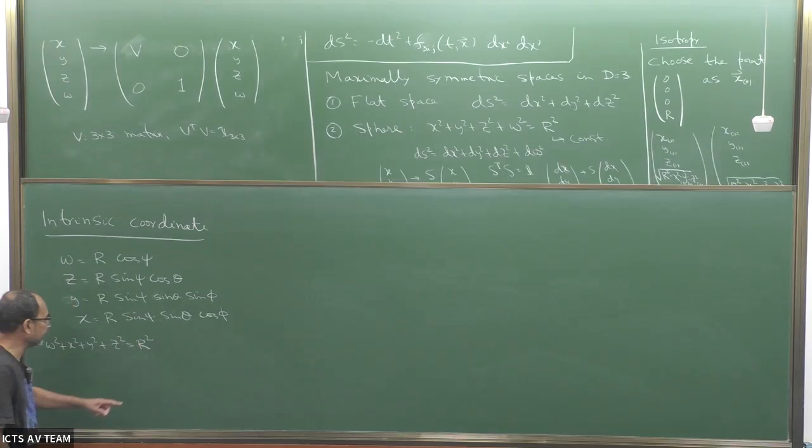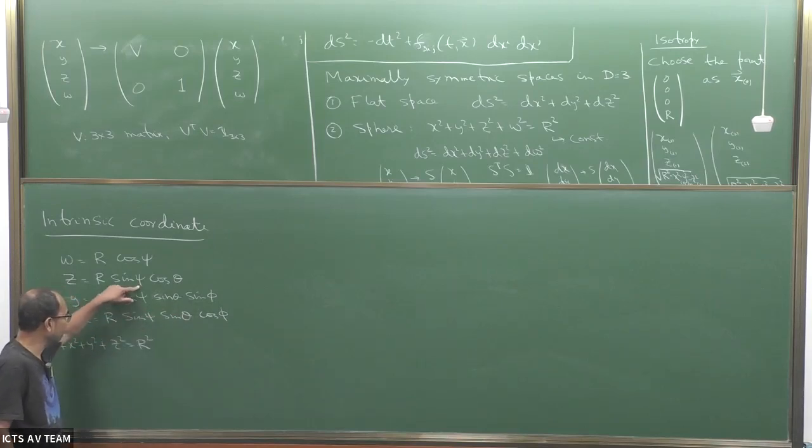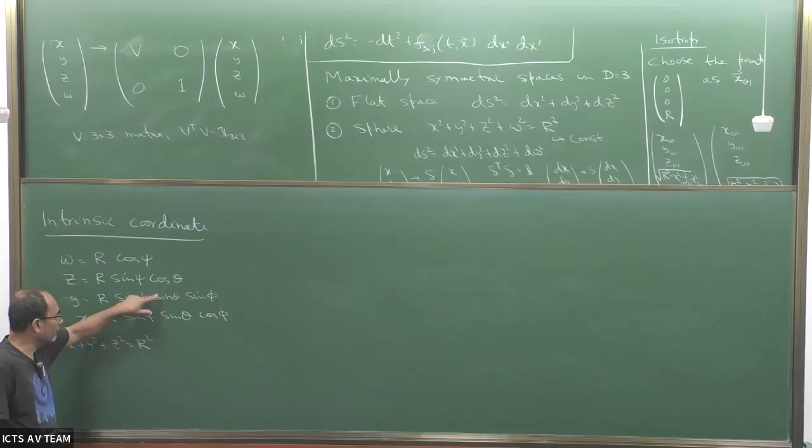You can probably already see it. If you add the squares of these, sine squared phi plus cos squared phi gives you 1. Then you add to this the square of that, and sine squared theta plus cos squared theta gives you 1. You're left with r squared sine squared psi and r squared cos squared psi. So the total gives r squared.